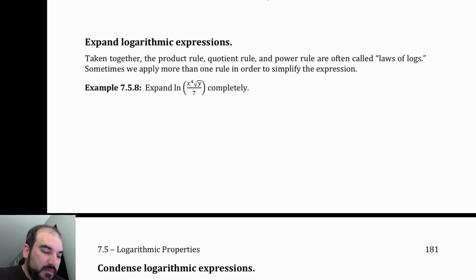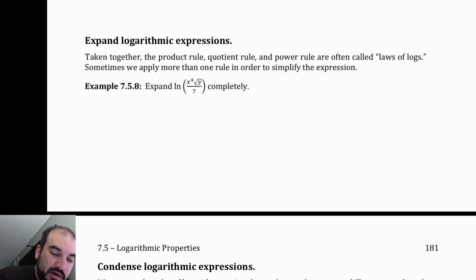So, how do we do this? Well, we're going to take anything that is a product within a logarithmic function, and that's going to turn into a sum of logarithms. And anything that is considered a division, a quotient, will turn into a difference of logarithms. So we can apply more than one rule here all at the same time. Essentially, anything that's multiplication, like the x to the fourth times the square root of y, is going to turn into a sum of logarithms. And this quotient here, where we divide by 7, is going to end up being a subtraction, a negative logarithm.